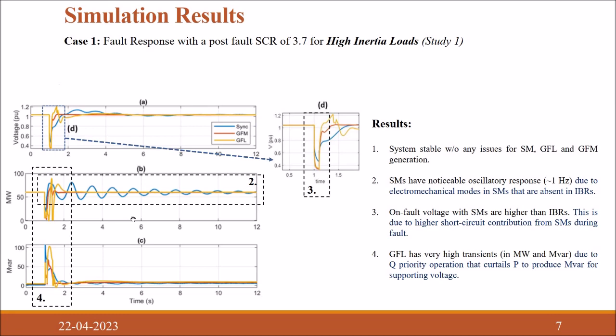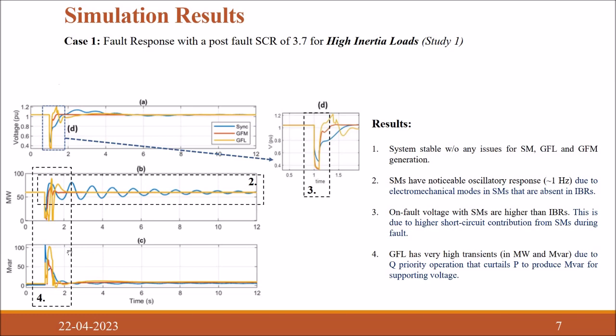The third point is that during fault, if we look at the on fault voltage, for synchronous machines the on fault voltage is higher, and for IBR it is much lower, and this is because of the high short circuit contribution of synchronous machine during fault compared to our IBRs.